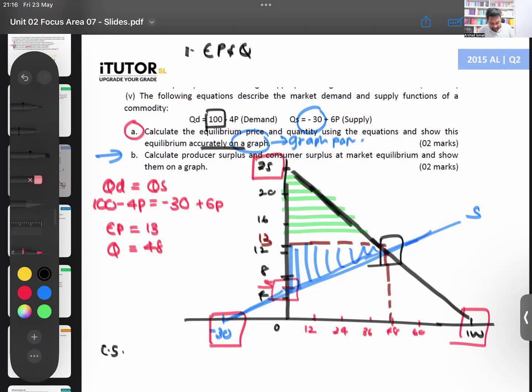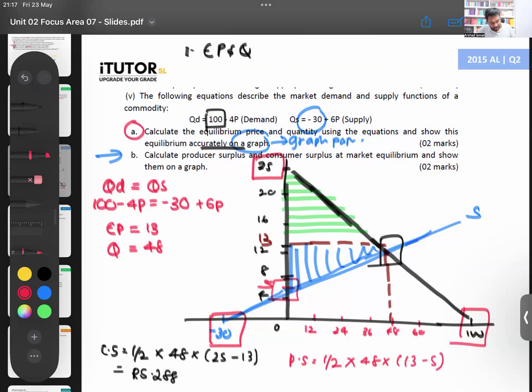Consumer surplus, half into base is 48, height is 25 minus 13. How much do we get, Lamai? Consumer surplus, 48 into 12 into half, 288. Then producer surplus is half into base is 48, height is 13 minus 5. How much do you get?